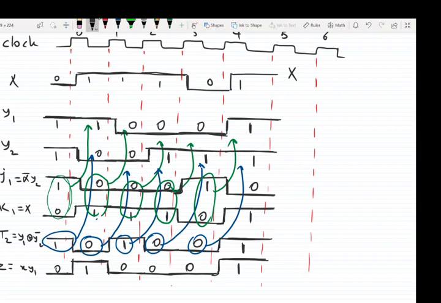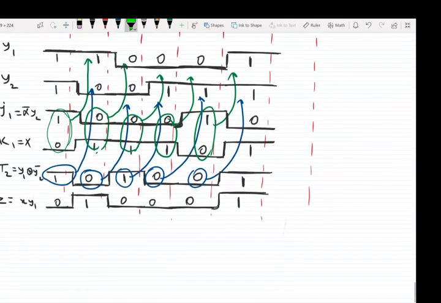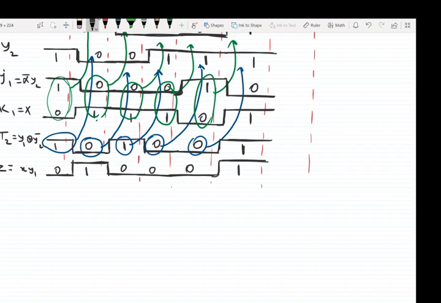And we stop at this moment because we don't have any input anymore, so we stop at this clock, and we can say z is 1 0 0 0 1 0 in this direction, and this one is the output.